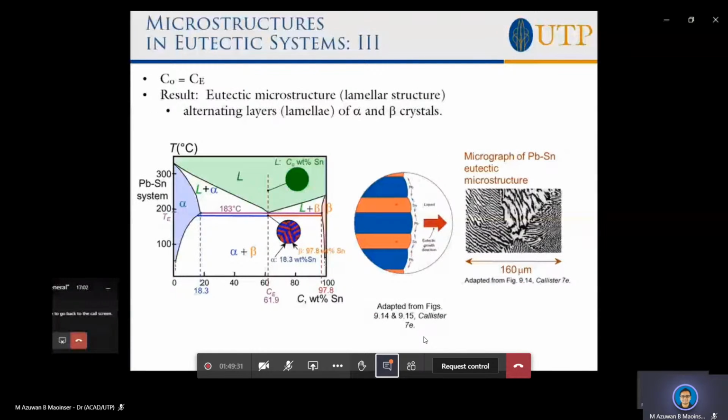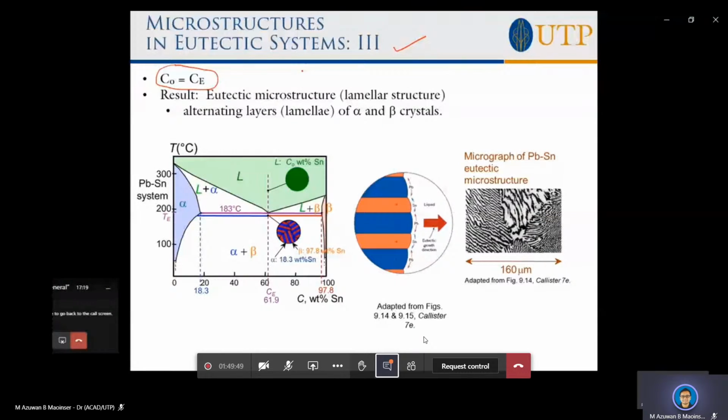Now, this is where the important point is. This is our point 3, where your alloy composition is actually the eutectic composition. Okay. When you are at the eutectic composition, remember we have that reaction tadi.